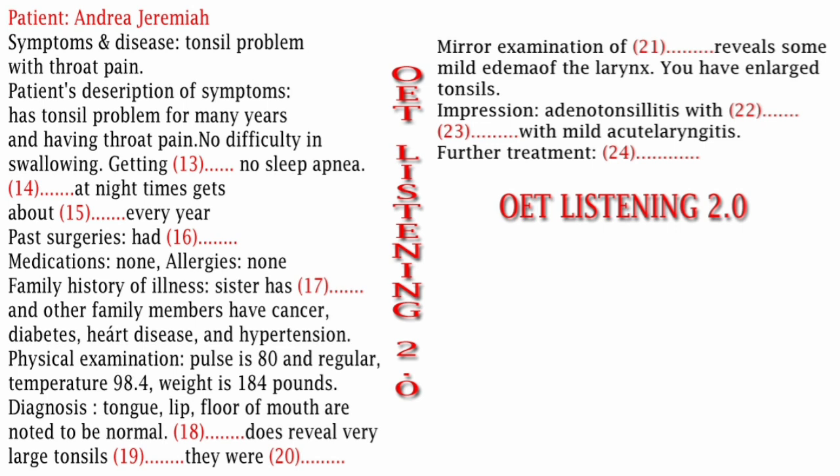Well, your physical examination results show your pulse is 80 and regular. Temperature is 98.4. Weight is 184 pounds. Your tongue, lip, floor of mouth are noted to be normal. Oropharynx does reveal very large tonsils measuring 3 plus or 4 plus. They were exophytic. Examination of the larynx reveals some mild edema of the larynx. You have enlarged tonsils. You have developed chronic adenotonsillitis with adenotonsillar hypertrophy, upper respiratory tract infection with mild acute laryngitis.